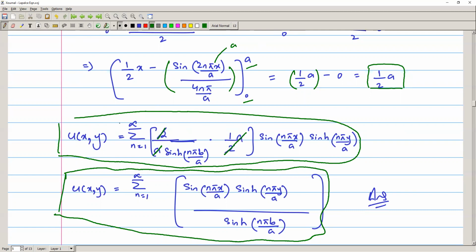All right. And in the next lesson, we will talk about the Neumann boundary conditions, and then we'll move on to the mixed boundary conditions, right?